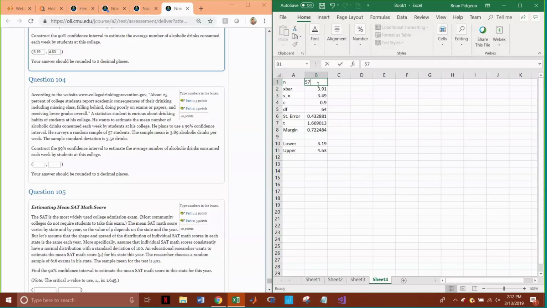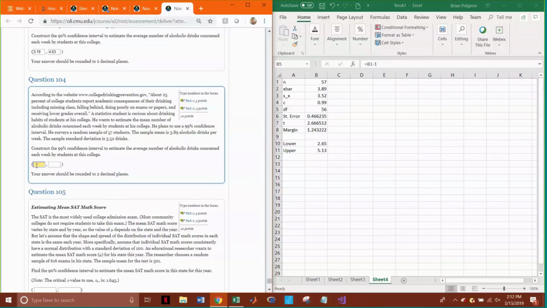Same question. We surveyed 57 students. X bar is 3.89. Standard deviation is 3.52, but we want a 99% confidence level. Once we change those four values, everything else is given to us. So 2.65 to 5.13.